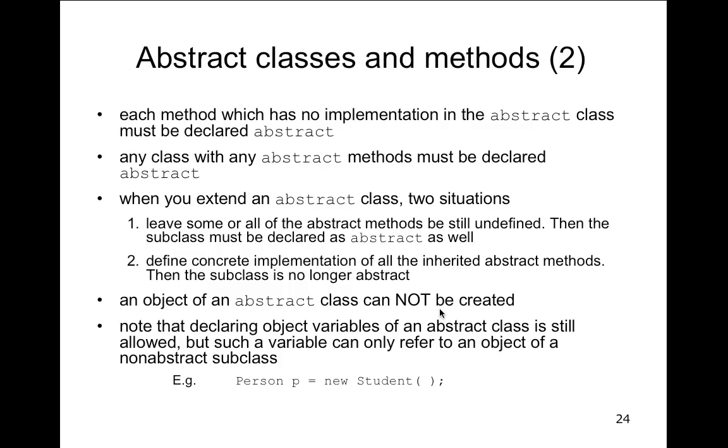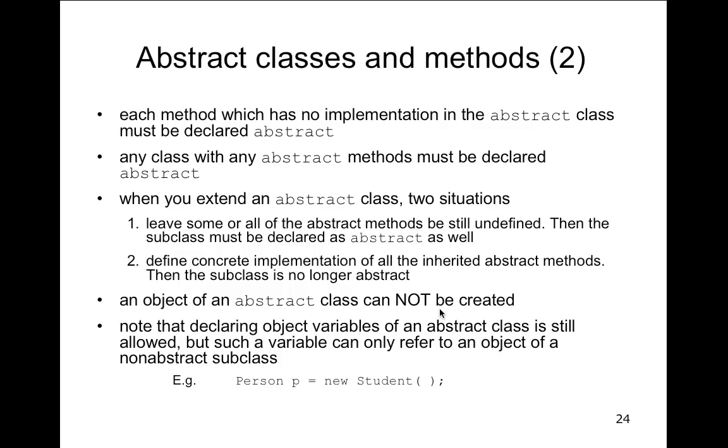If you're extending an abstract class, you have two situations. Either leave some or all of the abstract methods undefined, in which case the subclass must be declared as abstract as well, or define concrete implementations for the inherited abstract methods so the subclass is no longer abstract. So you can define them, or you can just leave them alone and put abstract on the subclass.